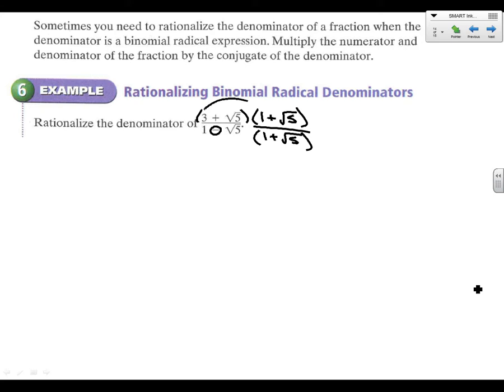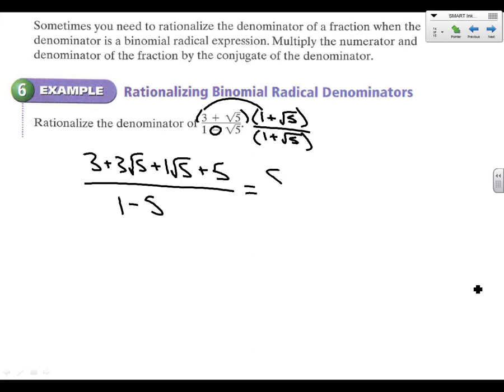So foiling the top, 3 times 1, outside, 3 root 5, inside, 1 root 5, and last, it's going to be plus 5, all over. Okay, we know that this is a conjugates on the bottom, so we're going to have 1 squared is 1, minus root 5 squared is 5. Let's clean this up. 3 plus 5 is 8, plus 4 root 5, all over 1 minus 5 is negative 4.